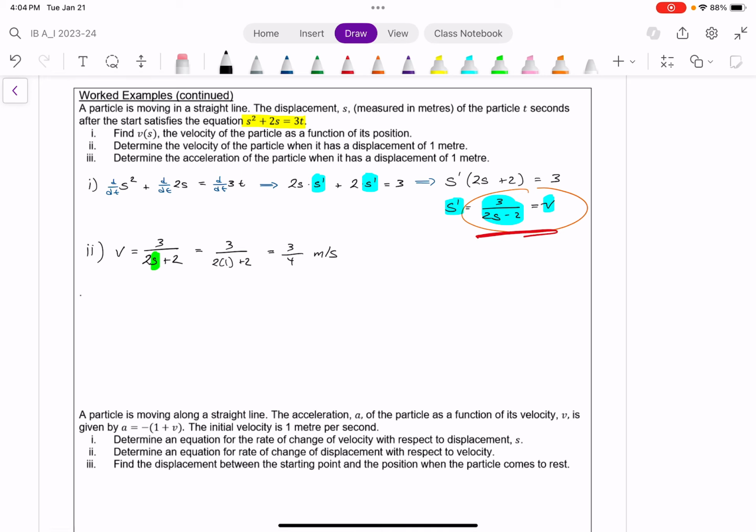So when the particle has a displacement of 1 meter, its velocity is 3/4 meters per second. So what's the acceleration? Now acceleration, again, is meters per second squared. It's the derivative with respect to time of velocity, but I don't have the velocity with respect to time here.